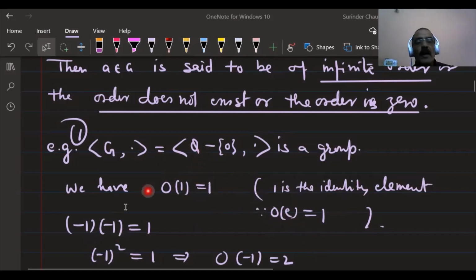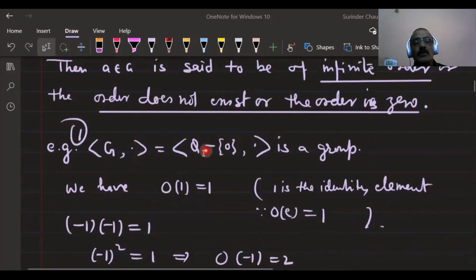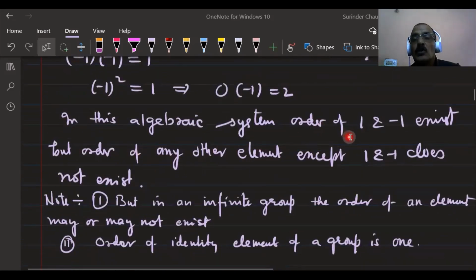Now minus 1 into minus 1 comes out to be 1, the identity element. So 2 is the least positive integer for which a to the power 2 is equal to 1. Therefore, the order of minus 1 is equal to 2. In this algebraic system, the rational numbers minus the singleton 0 with multiplication, the orders of 1 and minus 1 exist, but the order of any other element except 1 and minus 1 does not exist.